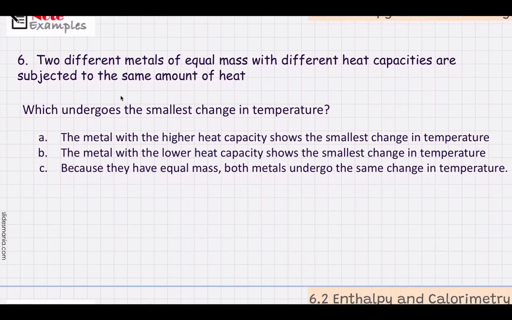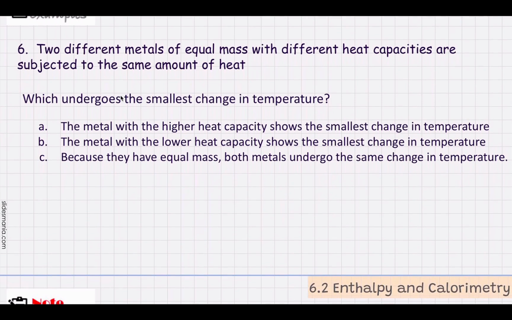And let's keep going. So I would read the question, think about it, and then you can look at the answer, unpause the video. So 2 different metals of equal mass have different heat capacities. That would be like iron maybe and copper. Which undergoes the smallest change in temperature? That would be the metal that has the higher heat capacity.